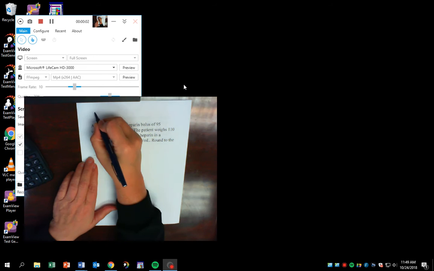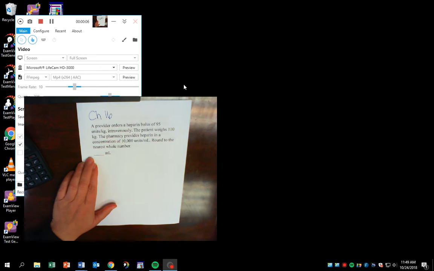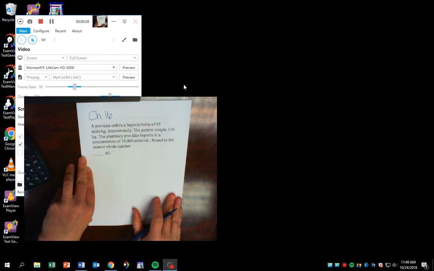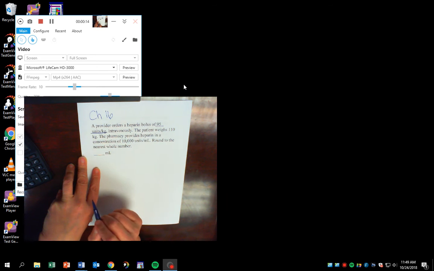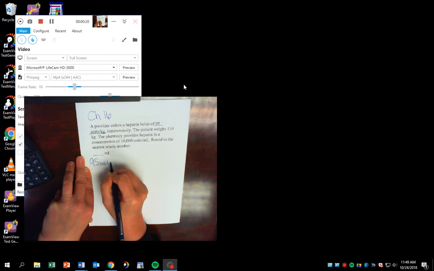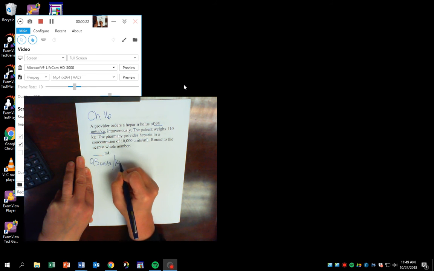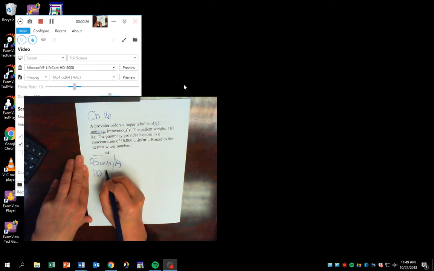Okay, so this is still chapter 16, heparin administration, and this one I'm just going to help you work out. A provider orders a heparin bolus of 95 units per kilogram intravenously. So I'm going to put that down here, 95 units per kilogram intravenously. The patient weighs 110 kilograms.